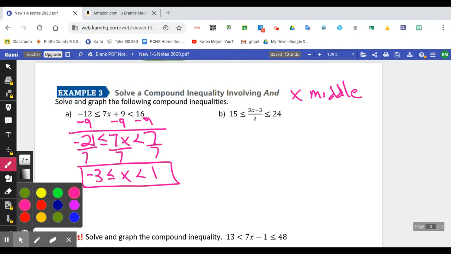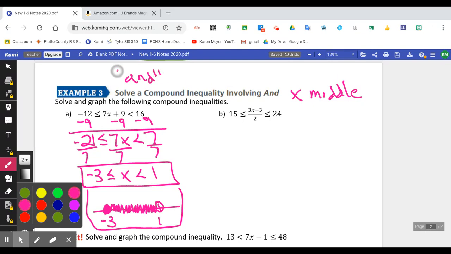When I graph this, I have negative 3 and positive 1. At negative 3, we have the "or equals to", so make sure you make that a closed circle. At 1, that's going to be an open circle. And since x is in the middle, that means all the numbers in the middle of these two work. So please shade between the two numbers. So remember, "and" questions, you are shading between the two numbers.